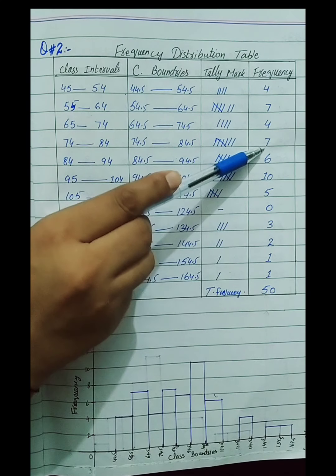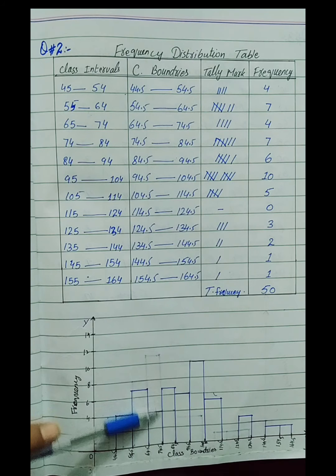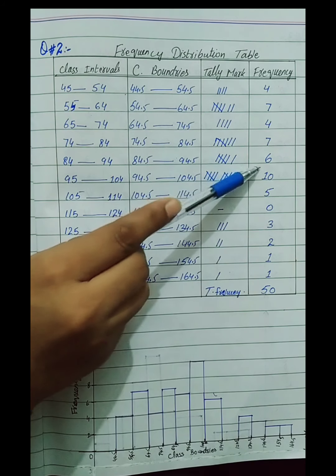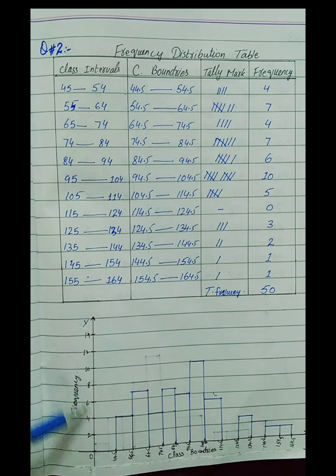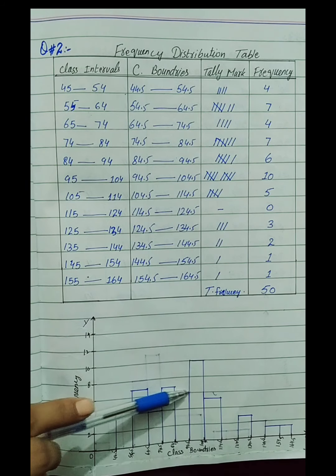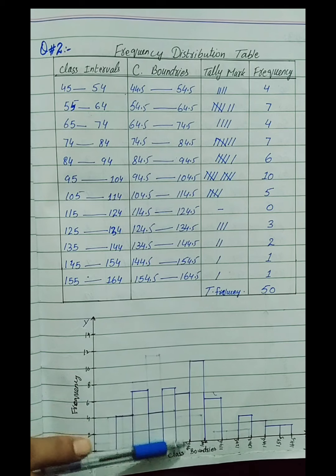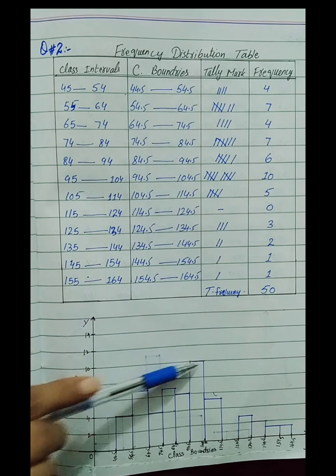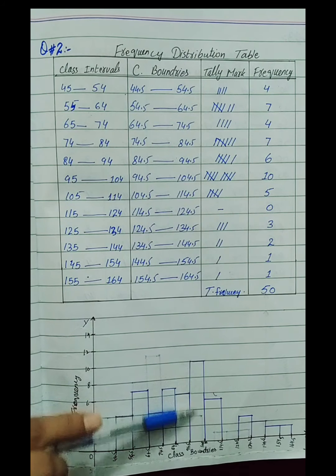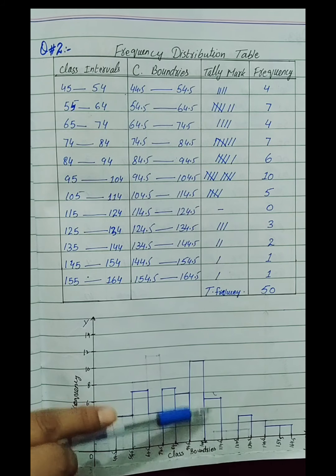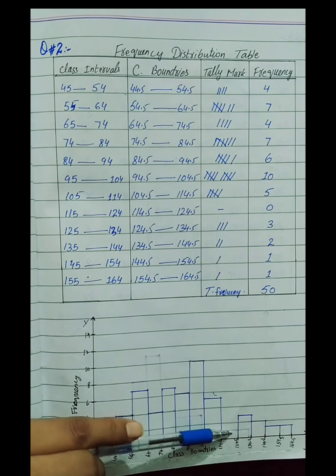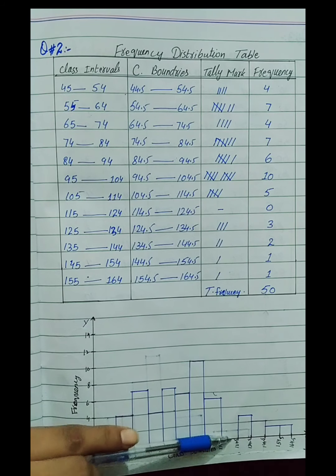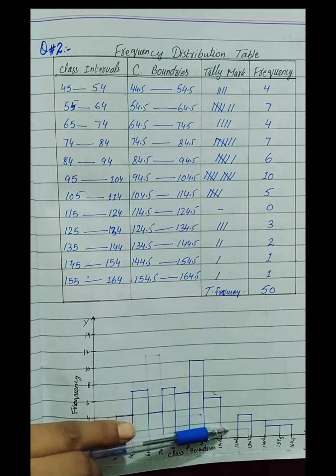Next is 7, we mark 7 and then draw a bar. The next is 6, we mark on 6, see the frequencies and then draw a bar. The next is 10, we mark on 10 and draw a bar. The next is 5, so 5 is in between 6 and 4, we draw a bar, and the next is 0, so there is no bar.